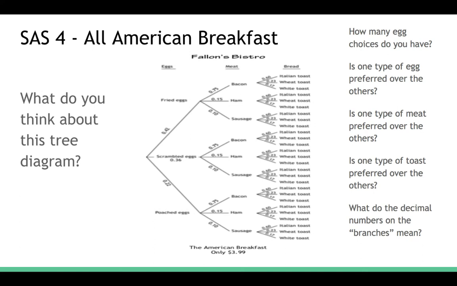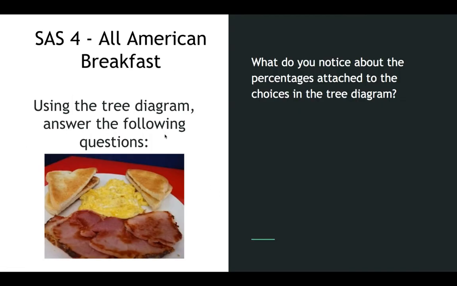And what do the decimal numbers on the branches mean? That's out of 1. So 42 out of 100 times people order fried eggs. 0.42 is the same thing as saying 42 over 100. All right, so that's what it all means. Using the tree diagram, let's answer the following questions. What do you notice about the percentages attached to the choices in the tree diagram? We've already answered that question. For all choices, the percentages equal 100%.